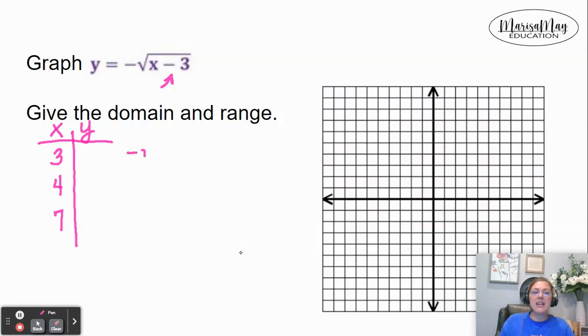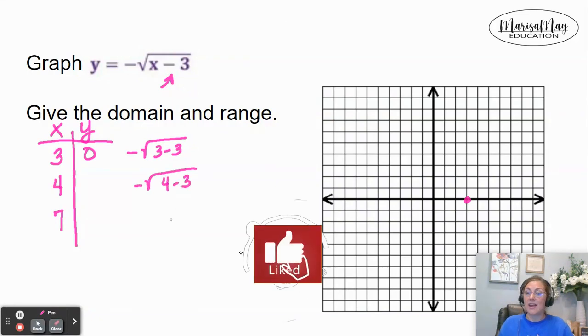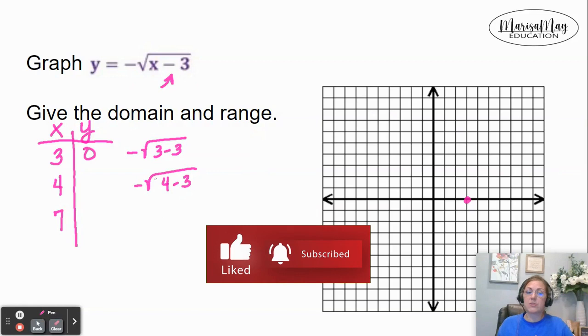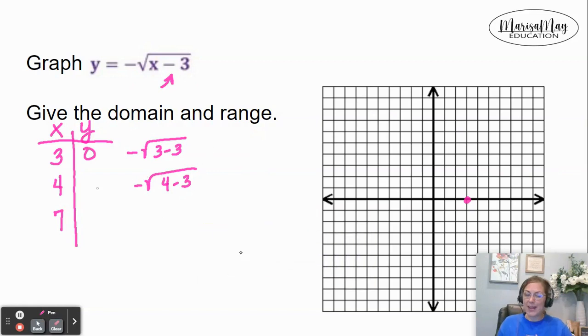So if I put in 3 for x, you'll see on the inside I get 0. The square root of 0 would be 0. So I'm going to plot the point (3, 0) right there. Then I'm going to put in 4 for x, and you'll notice under the square root I get 1. 4 minus 3 is 1. So square root of 1 is 1, but I put a negative on it, which gives me negative 1. So I plot (4, negative 1).